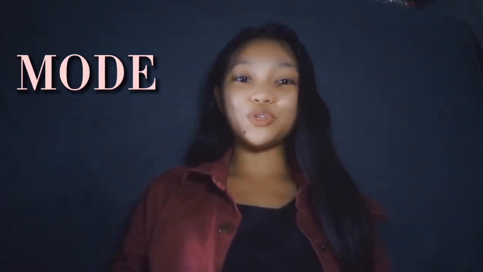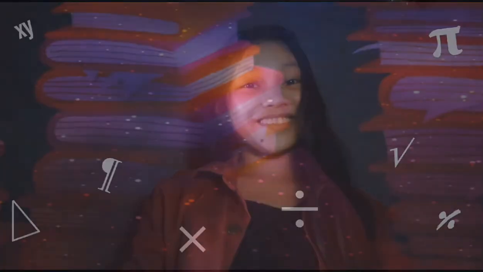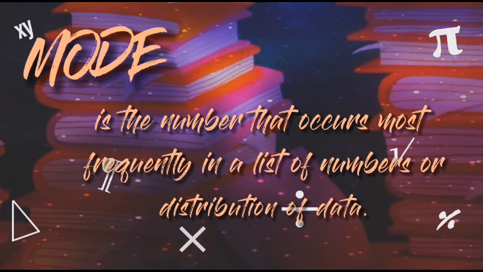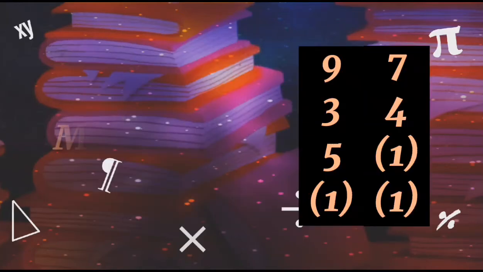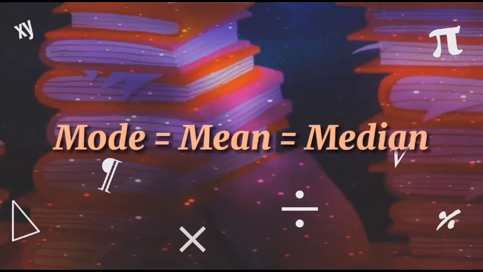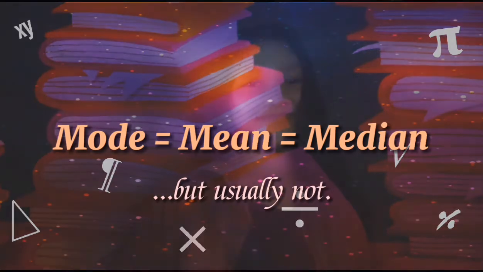I will be tackling what the mode means and how to find a mode in a certain distribution of data. So what does the mode mean? The mode is the number that occurs most frequently in a list of numbers or distribution of data. In Filipino, ito yung number na nauulit sa isang data. It can be the same value as the mean and/or median, but it is usually not the case.